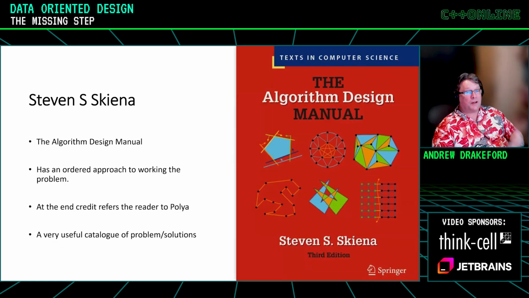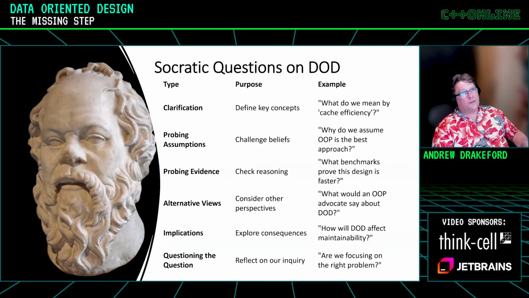Skiena's book, The Algorithm Design Manual, has an ordered approach to working the problem. And at the end, he gives credit to Polya, so it's going to be along the same lines. He also has a useful catalog of problems and solutions. So the have-you-seen-it-before bit can be speeded up.